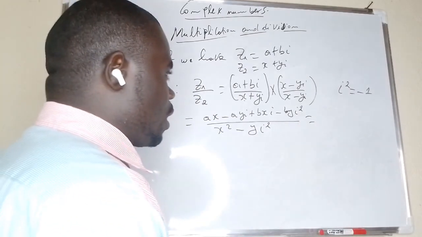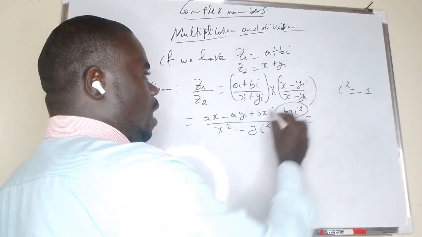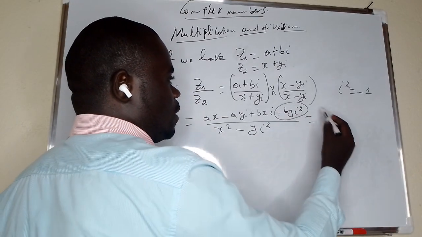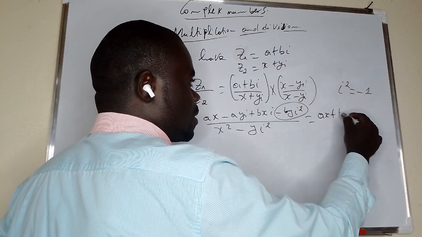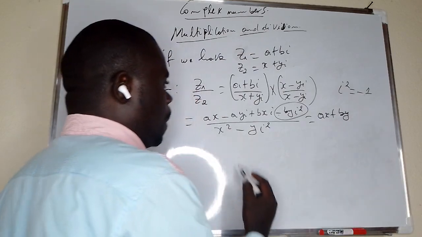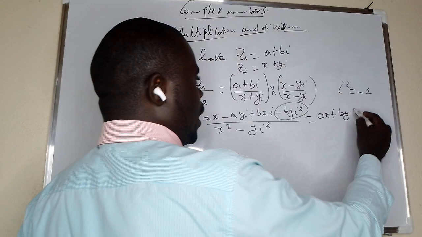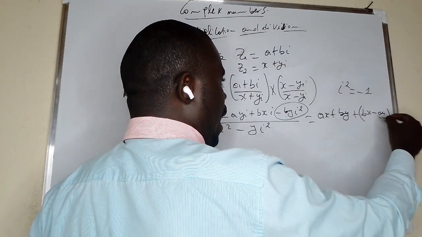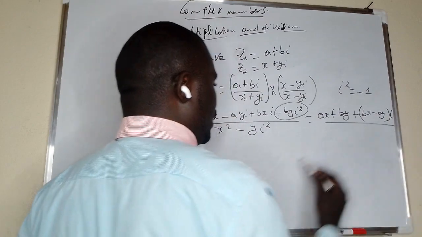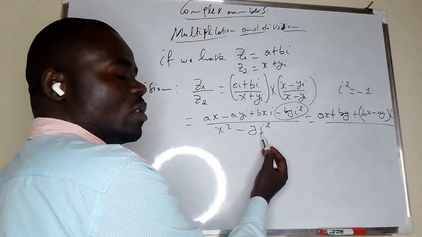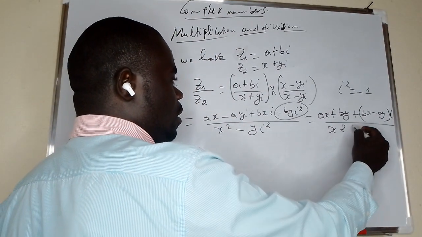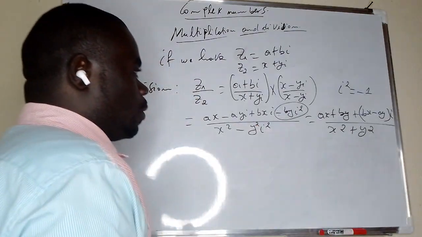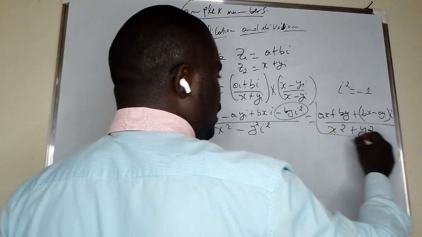When you check this one very well, you see that this will become a real number, because this i squared is negative 1 and it will become positive. So it is ax plus by. Then this and this, we add bx negative ay. We divide with, this will be i squared, as you see, x squared, then plus y squared.